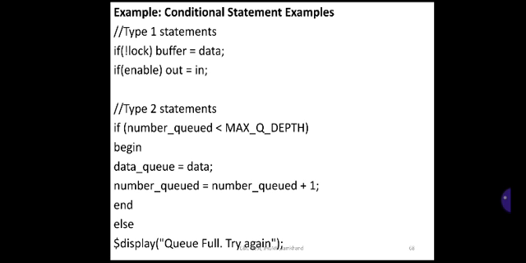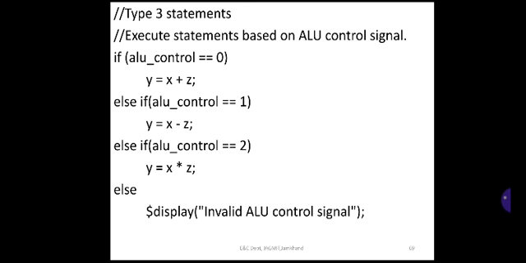end. If number queued is less than max queue depth is false, that means max queue depth is greater than number queued, then the else part is executed. In the else part there is no condition, that's why it is executed if the condition is false, that is $display queue full, try again. So this statement is displayed by using the display function. So this is an example for the second type. Now this is the example for the third type.